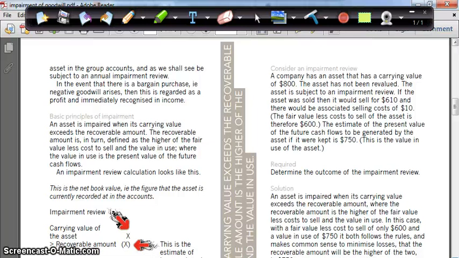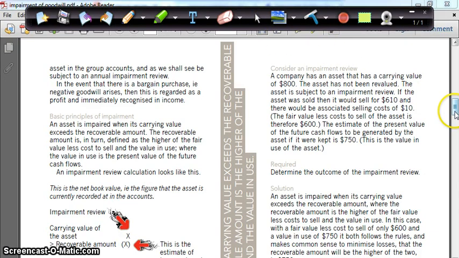The next thing that you need to be thinking about whenever you're dealing with goodwill is, has there been any impairment? So what do we mean by impairment? Well, an asset is impaired when its carrying value exceeds the recoverable amount. Now, it's paramount that you understand the difference between the carrying value and the recoverable amount. The recoverable amount is the higher of the fair value less the cost to sell and the value in use. Quite often you'll be given what these figures are in the question, but other times you may have to do some slight calculations to derive these figures.